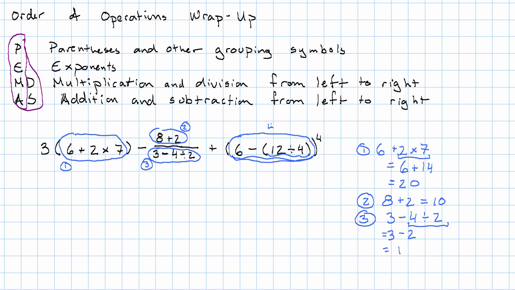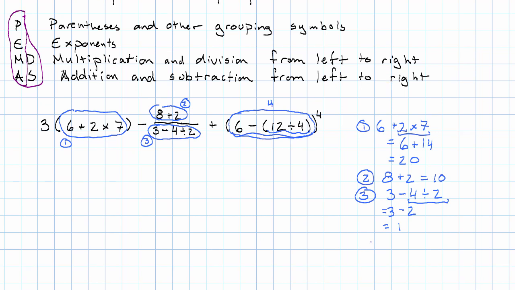And now this last group is a little bit funky, right? I have 6 minus 12 divided by 4. This group already has a group inside it. But I know what to do with that too, right? So if I met this in the wild, I would work out the division inside the parentheses first. That's what I'm going to do. 6 minus 3. 6 minus 3 is 3. Okay. Phew.